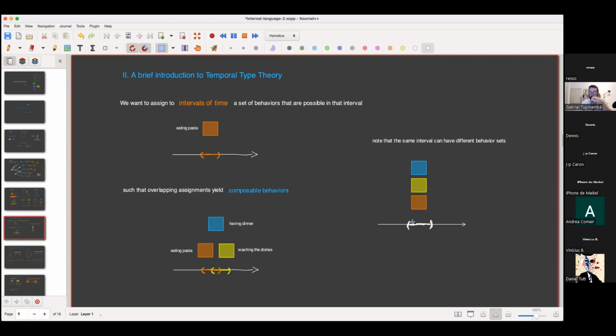And then there's one more note, which is to say that the same interval can have different behaviors. We're not necessarily saying that for these time intervals there's only one possible way. So this is really the basic intuition behind temporal type theory: there's time involved, there are types of interactions involved, and there's this idea of composing them together along matching intervals. That kind of summarizes the whole paper, but there are so many technical details involved that it's quite surprising how complicated it can get to make this a very consistent formalism.